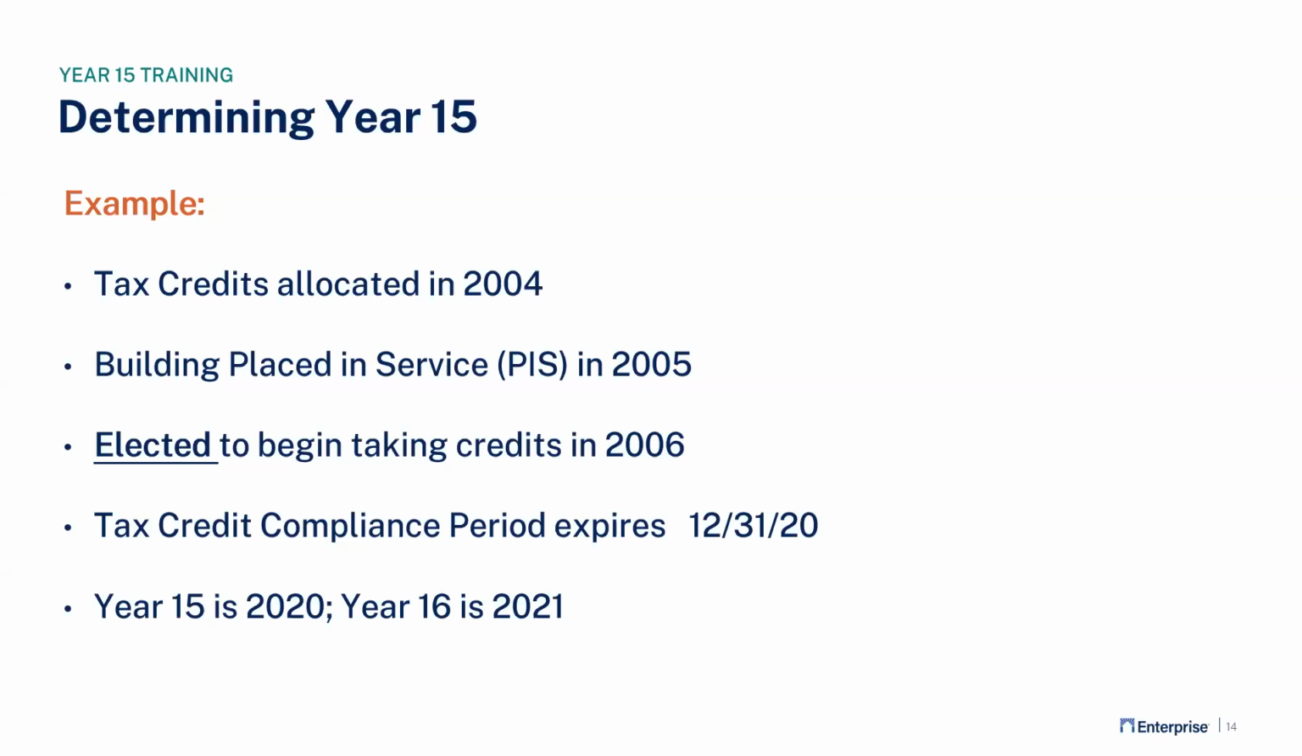Or you can just take that first year, 2006, and add 14 to it, because 2006 is year 1. Add 14 to 2006, and you get the year 2020. And that way you don't have to take off your shoes and socks and count. So it's pretty straightforward. It's just the year that you first took the credits and add 14, and then you're in year 15. And you're eligible to dispose of the limited partner in day 1 of year 16.